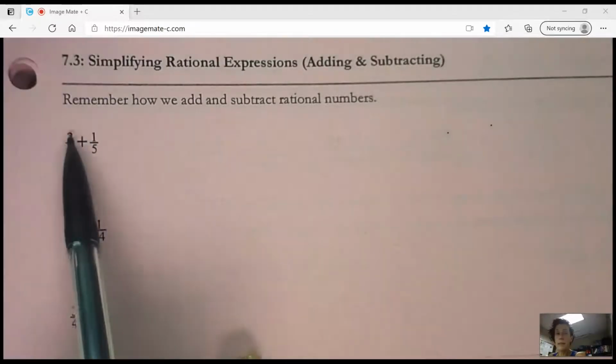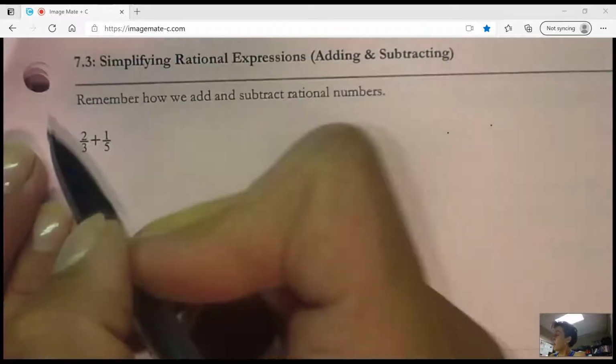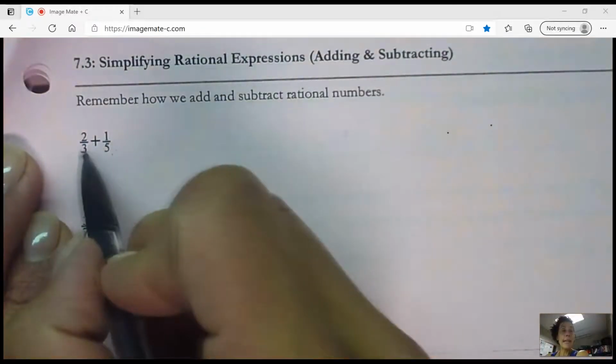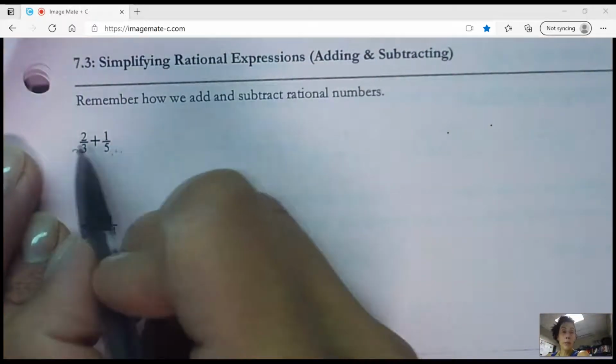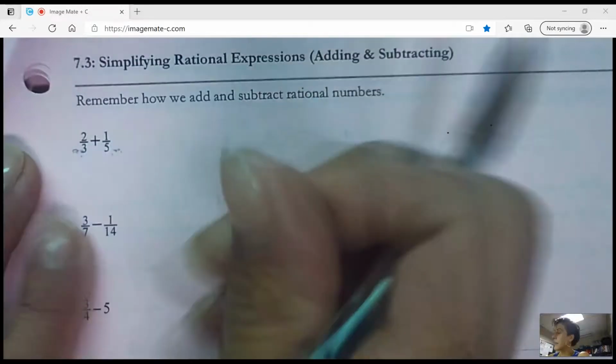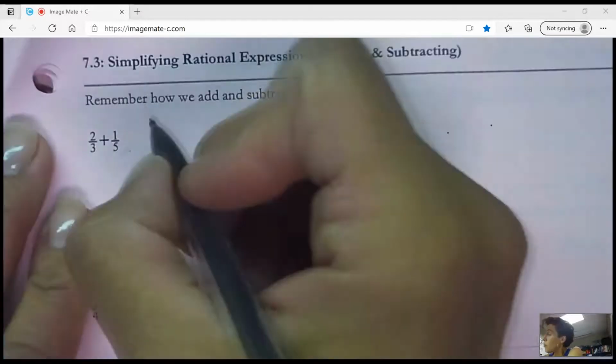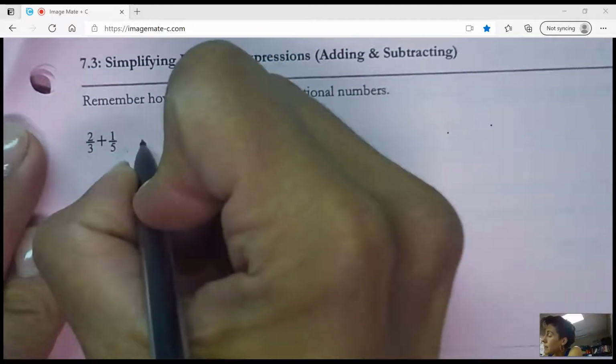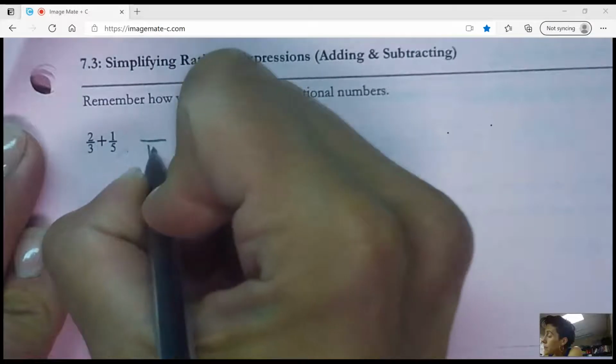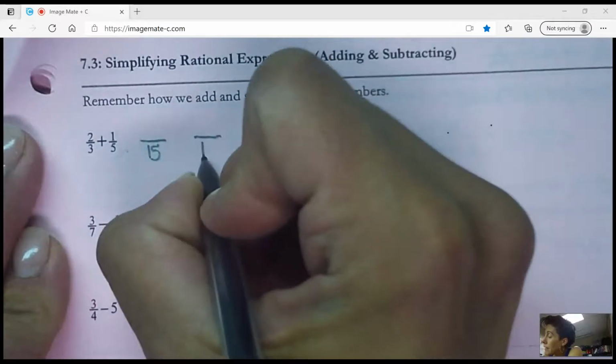So you're not going to make this 3 over 8. What we're going to do is work to find a common number or a common multiple, usually called the least common multiple, for 3 and 5. So if you start looking at all the multiples of 3 and all the multiples of 5, you'll soon see that 15 is the first multiple that they have in common. So we're going to make a denominator of 15 for both of these.